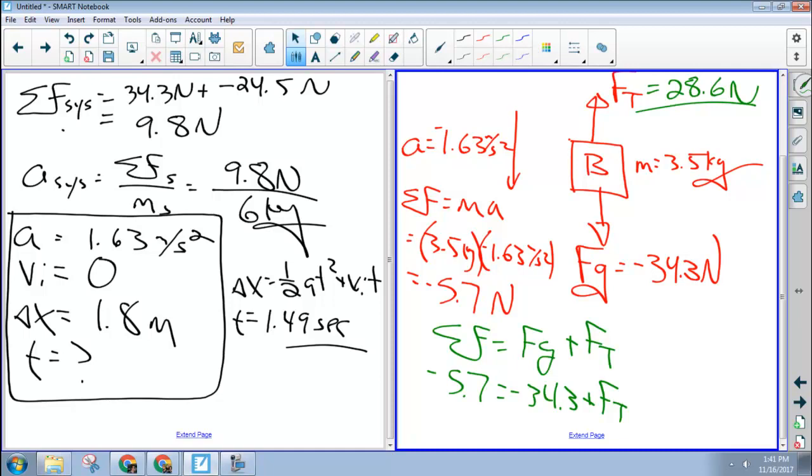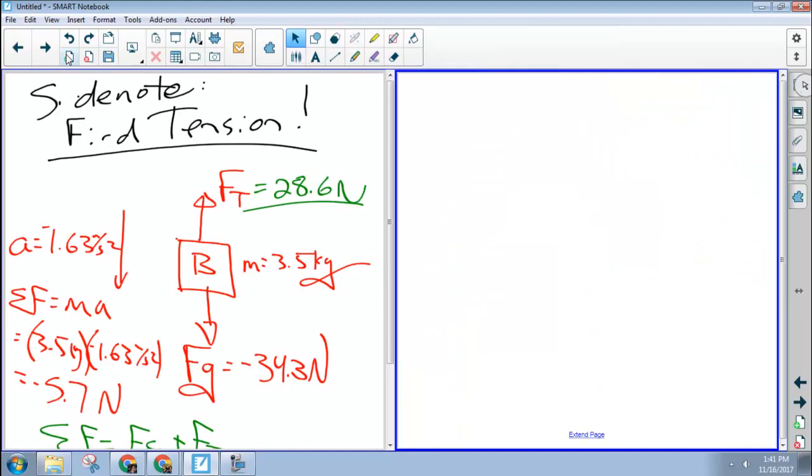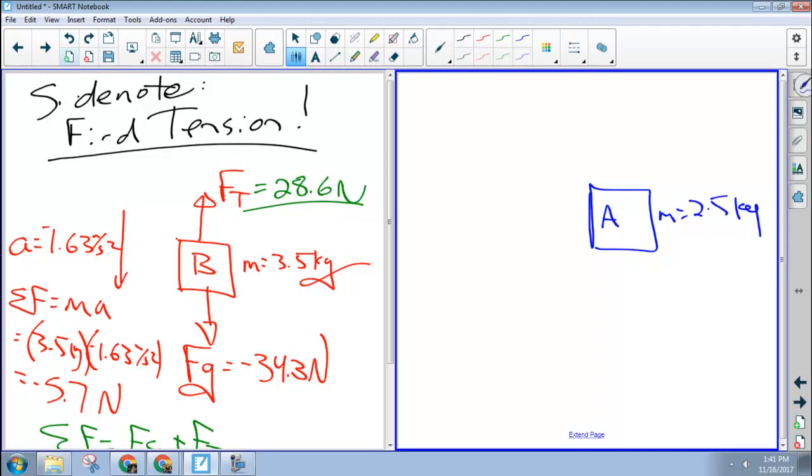How do we check it? Make a free body diagram for the other box, right? And make sure your acceleration maps up. So let's do that real quick. That'll just take us a second. So here's our box A. Mass was 2.5 kilograms, right?